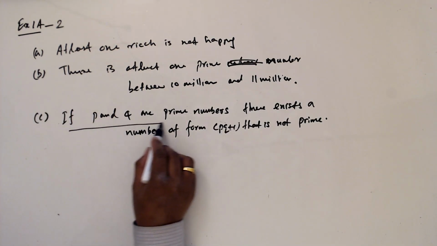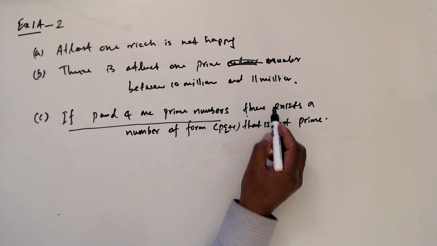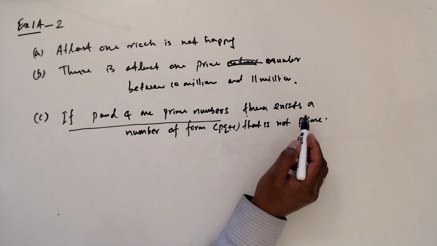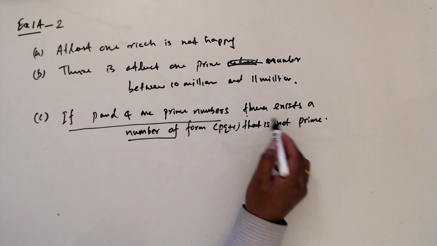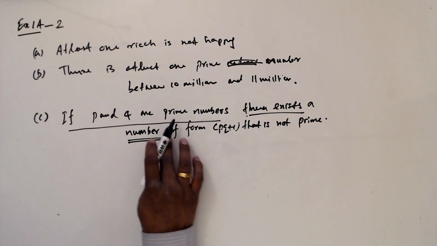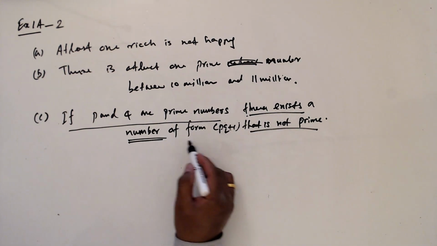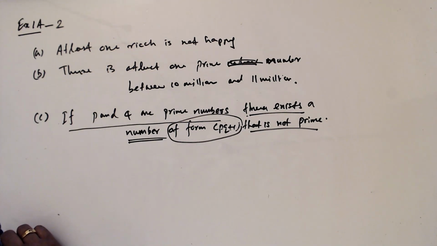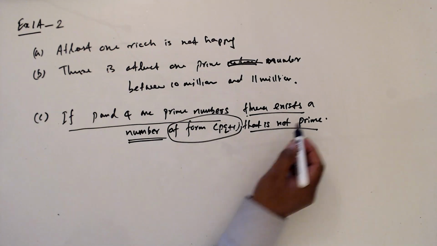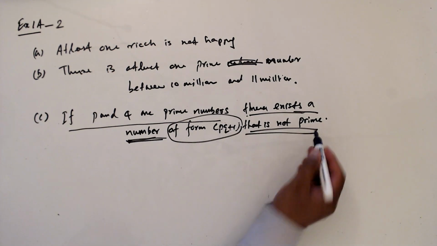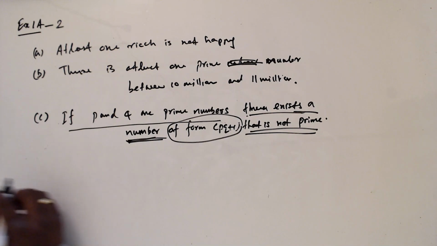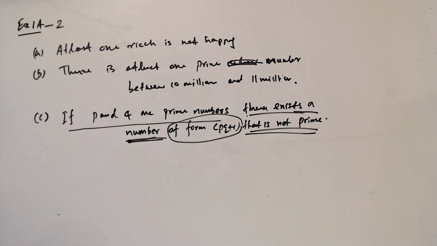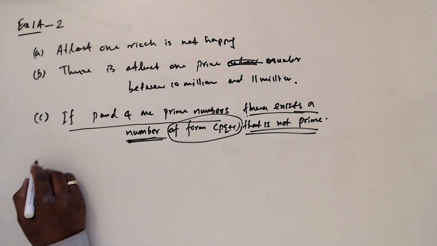And part C, P and Q are prime numbers, then PQ plus 1 is a prime number. If P and Q are prime numbers, then there exists a number of the form PQ plus 1 that is not prime. So that's the negation. The statement says if P and Q are prime numbers, then PQ plus 1 is a prime number. It means it is always. So if we have at least one, that's enough.